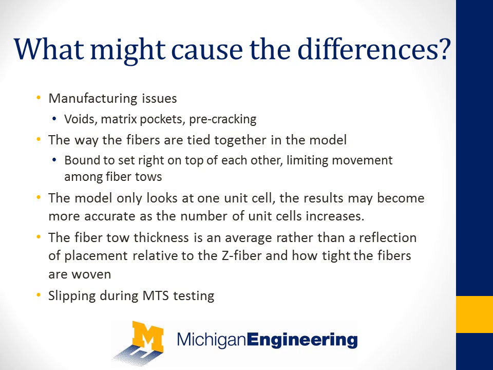Also, the way the fibers are tied together in the model. They're bound to sit right on top of each other, which limits movement among the fiber tows. Also, in Abaqus, we only look at one unit cell, whereas if we looked at 4 or maybe 9 unit cells pieced together, we may get more accurate data. Also, when I was making my model, I took an average of all the fiber tows, which doesn't take into account how tight the weaving is or where the fiber is relative to the Z fiber.